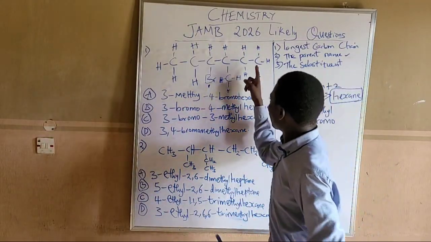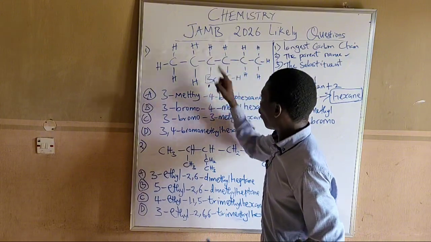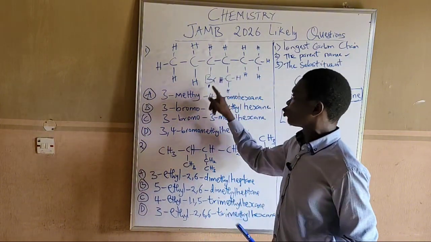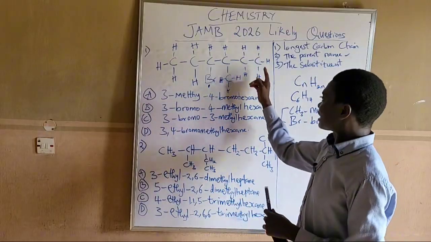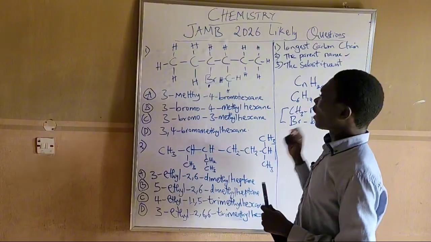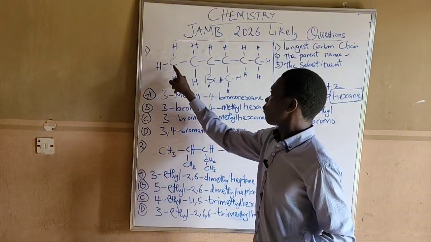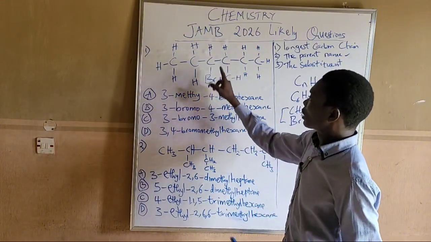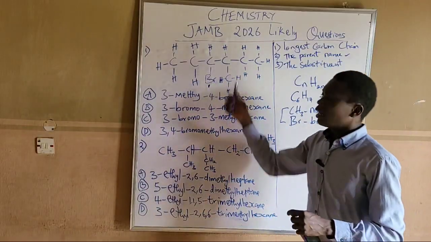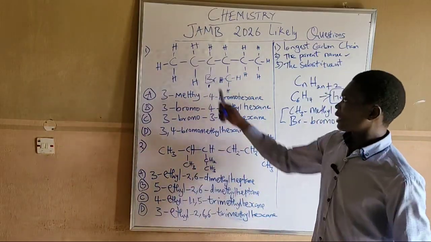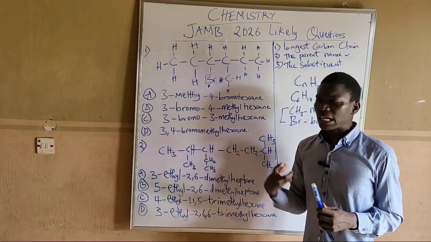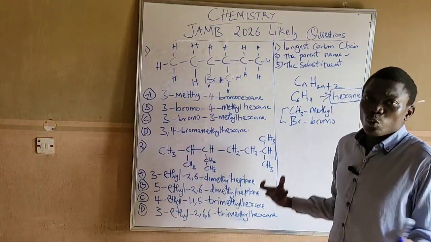If I start numbering from here, 1, 2, 3, 4, I will need to count 4 carbons before I could get to where the substituent is. That is if I start numbering from the left. But what if I start numbering from the right? 1, 2, 3. I will need to get to 3 carbons before I get to bromine. When I started from the left, that should be 4 carbons. When I started from the right, that is also 3 carbons. Which one do you think is faster to get to where bromine is?